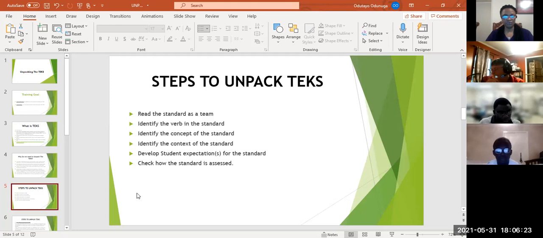Identify the verb in the standard. Identify the concept of the standard. Identify the context of the standard. And from your standard, you're going to develop student expectation or expectations, depending on the content of the TEKS for that standard.